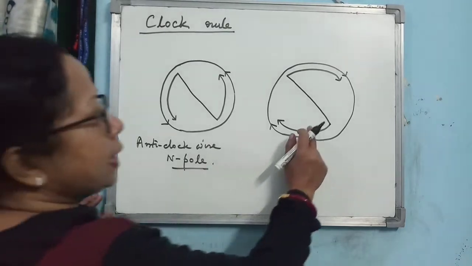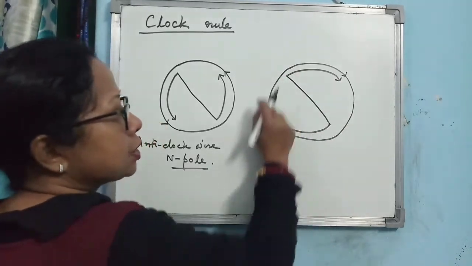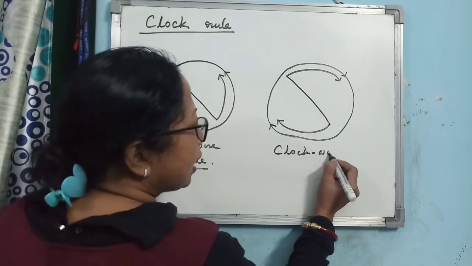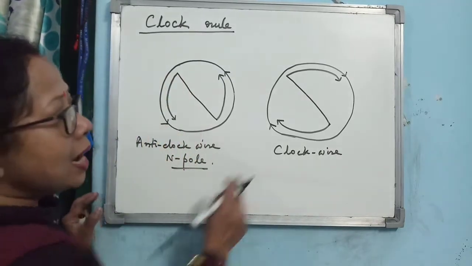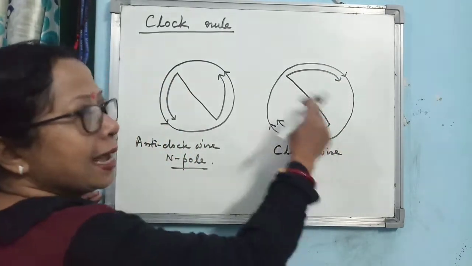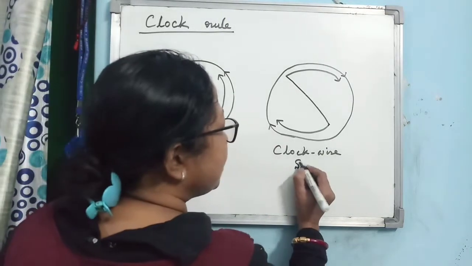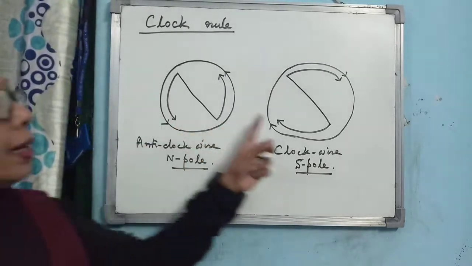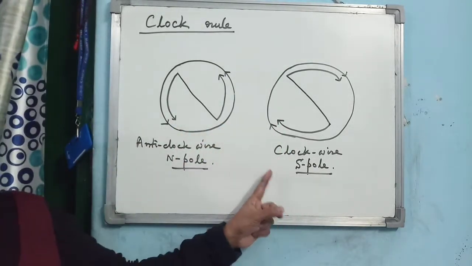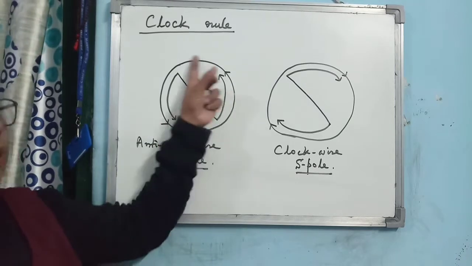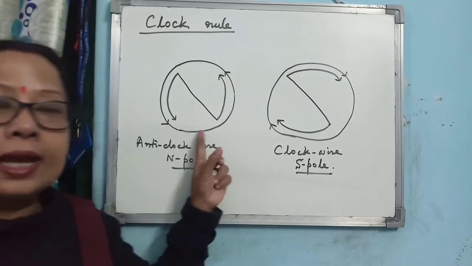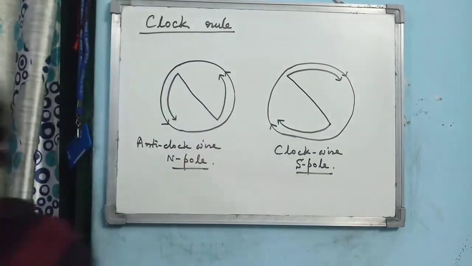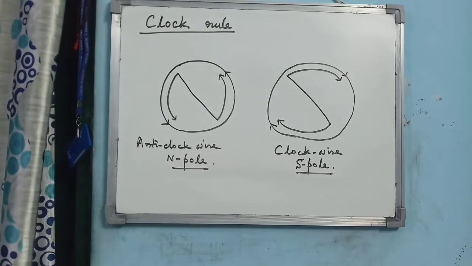Alright, now look at the second diagram. In the circle, how is the current flowing? The current is flowing in the clockwise direction. And look at the circle, what you have got? You have got an S. What does it mean? It will behave like a south pole. So this is the way one can remember the clock rule. When current is moving in the anti-clockwise direction, the loop will behave like a north pole. And when current is moving in the clockwise direction, the loop will behave like a south pole.